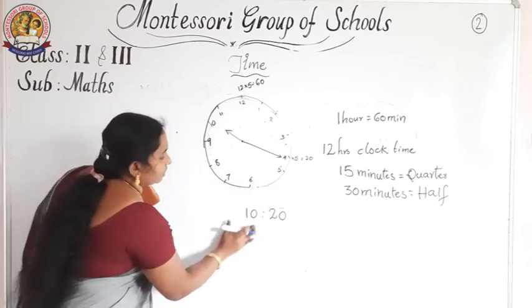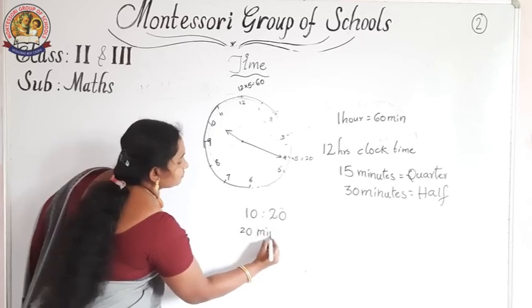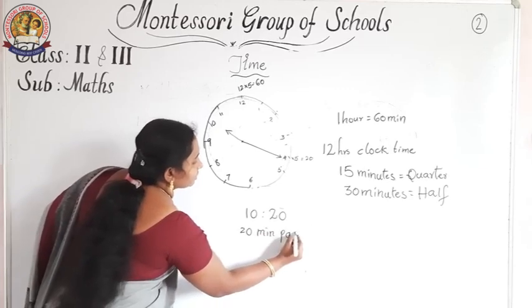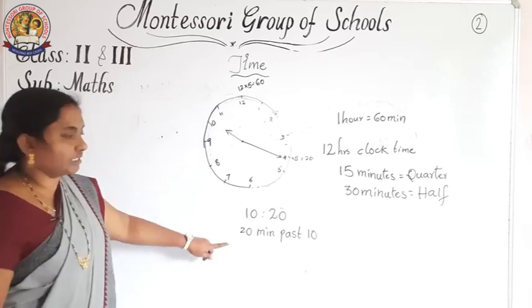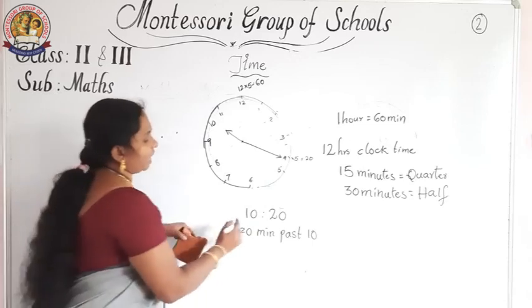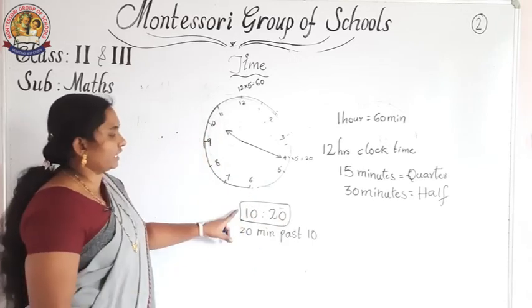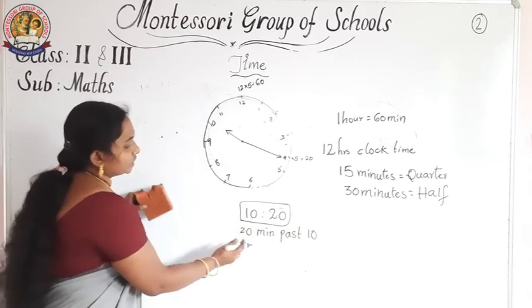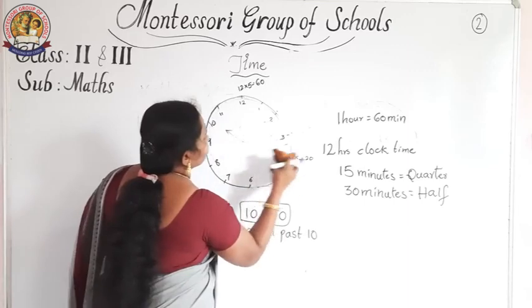How do we write this number? 20 minutes past 10. Okay. Now the time is 20 minutes past 10 or 10:20. In numbers, 10:20. In writing in words, 20 minutes past 10. Okay. Now one more problem.